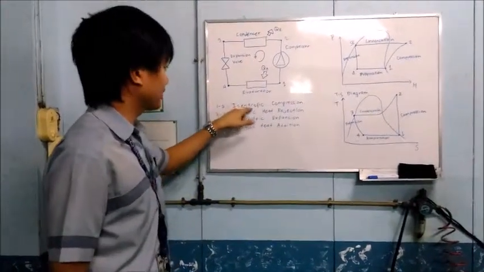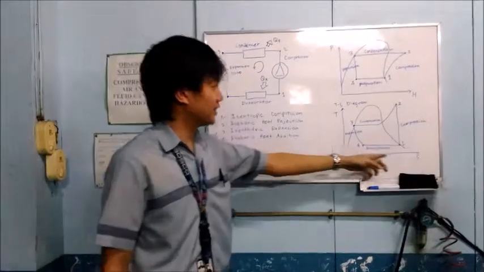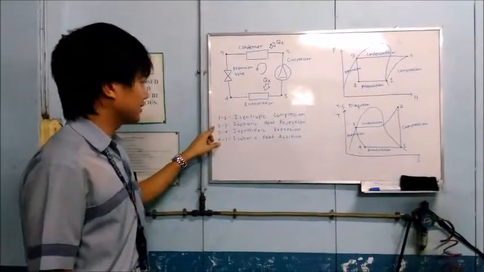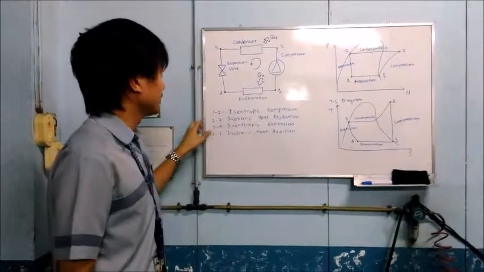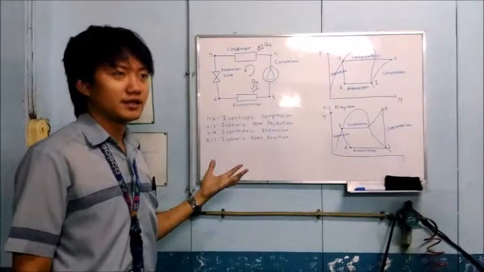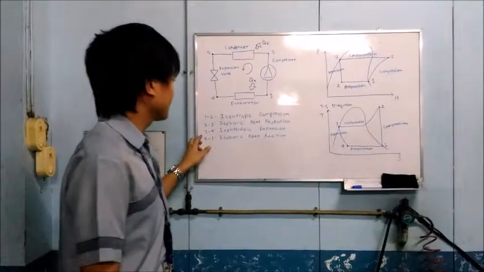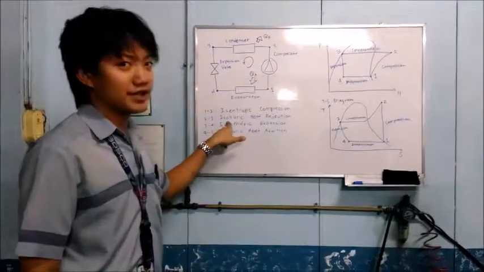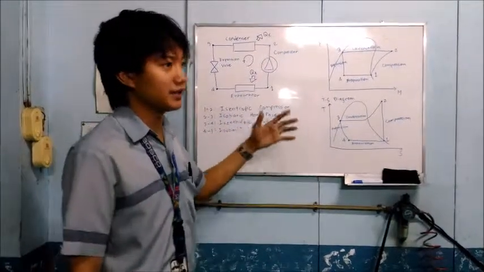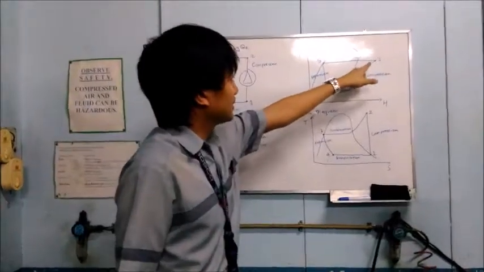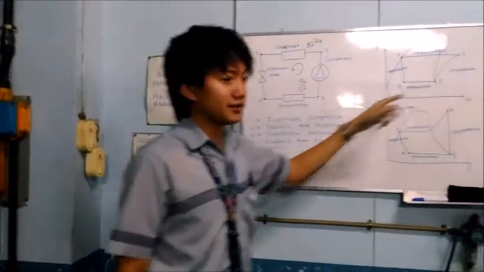It's isentropic because the entropy is constant within the TS diagram. The next process is called the isobaric heat rejection, where the condenser rejects the heat inside the system. Isobaric is because the pressure is constant while the process is being done. Here we can see in the pH diagram the straight line of the condensation.